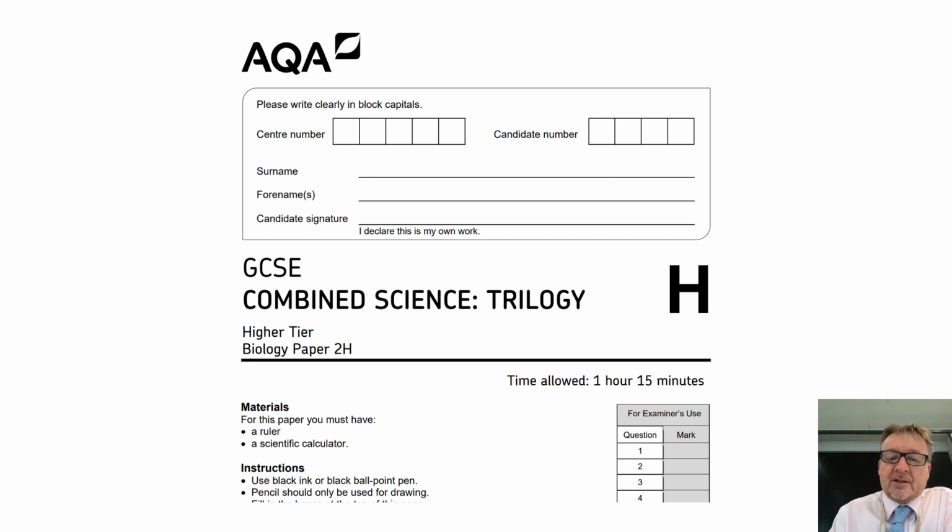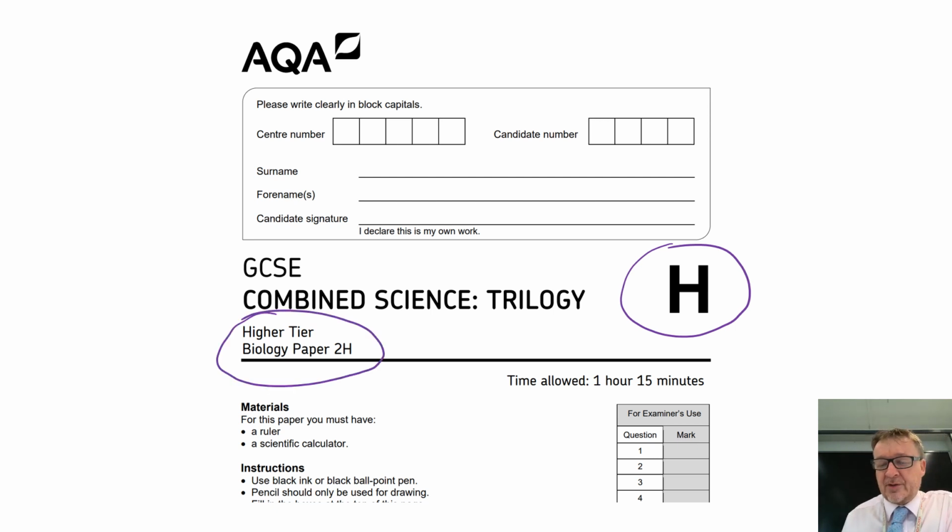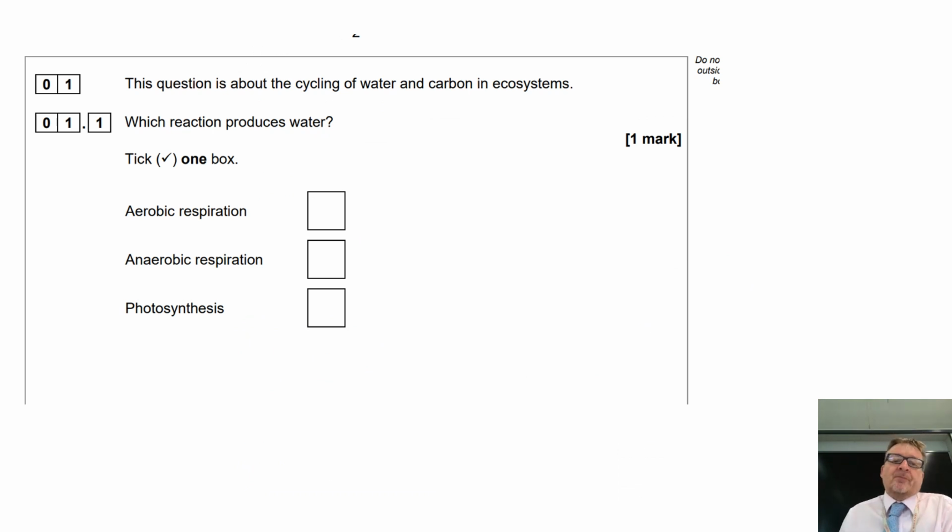Hi, this is the Combined Science Trilogy Higher Paper, Biology Paper 2, for 2022. Question number one. This question is about the cycling of water and carbon in an ecosystem. Which reaction produces water?